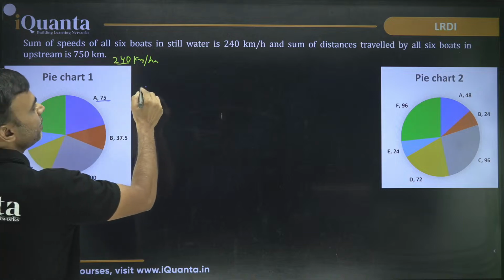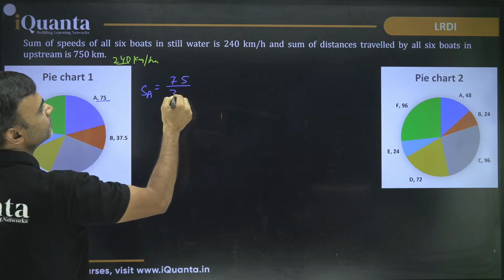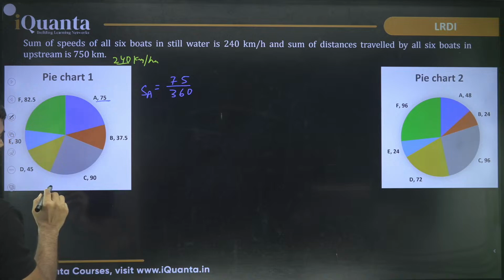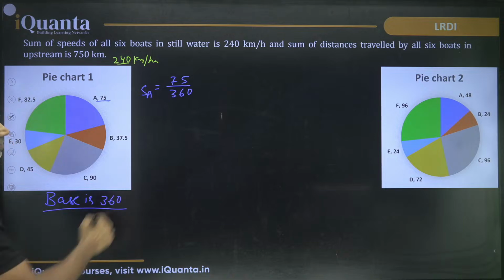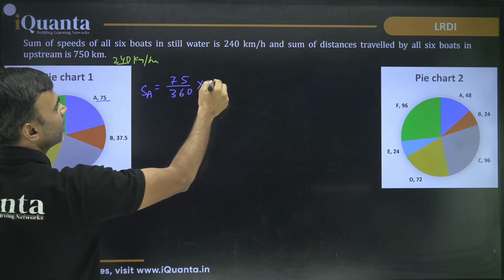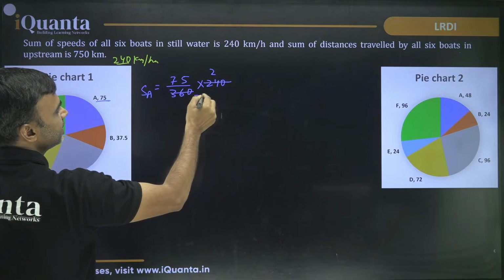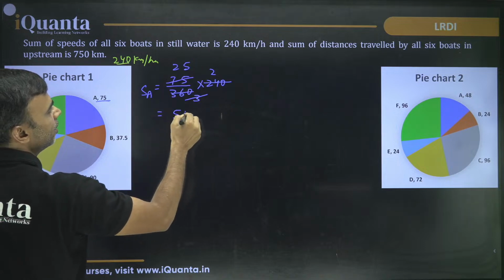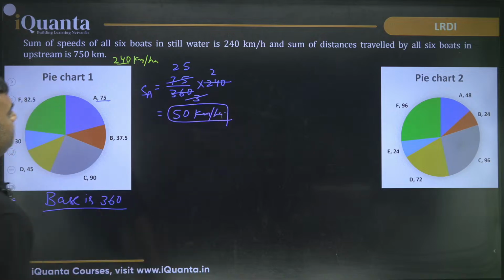Okay, so speed of A is equal to 75 by 360. अगर ये percentage होता तो 75 by 100 करते. Here the base is 360. Right? So 75 by 360 into 240. How much is it? 12 2s are 24, 12 3s are 36, and 3 cancels 75, 25 times. So 25 into 2, that is 50 kilometers per hour. Are you guys with me?